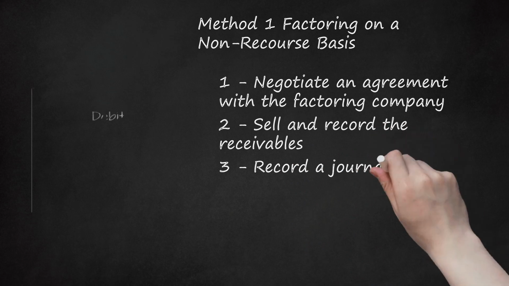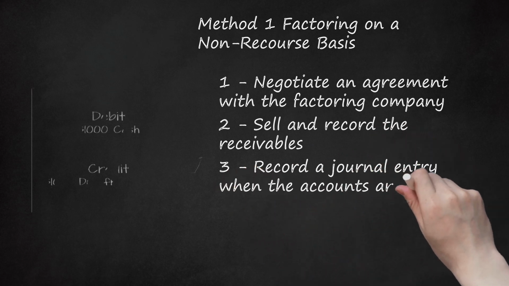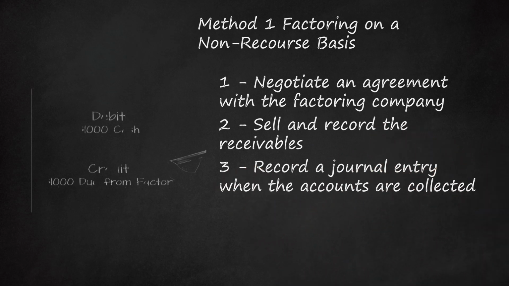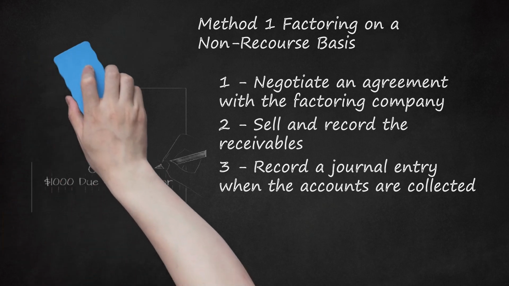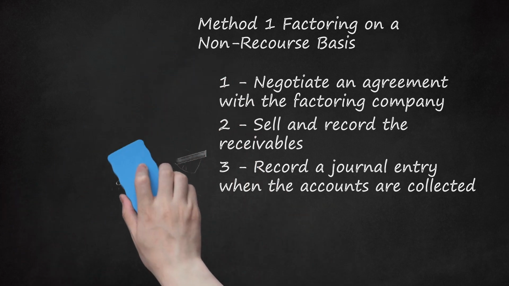3. Record a journal entry when the accounts are collected. When the factoring company is paid, they will pay you the retainer. In the previous example, the journal entry would involve debiting cash for $1,000 and crediting due from factor for $1,000.